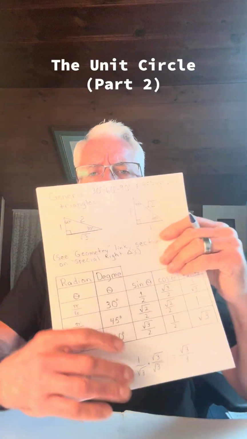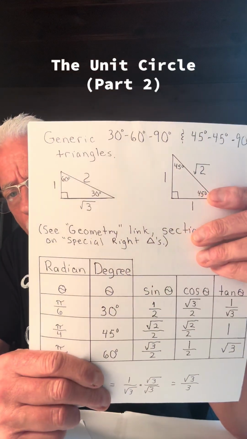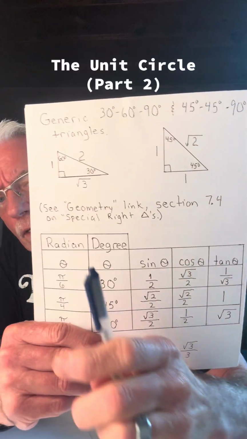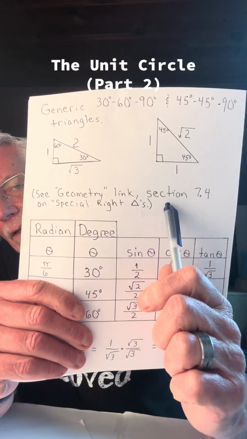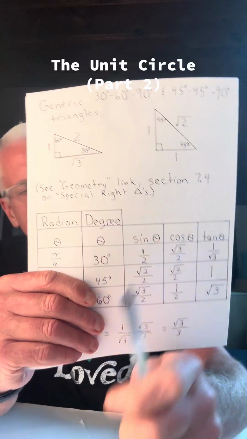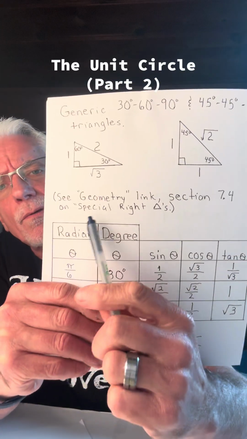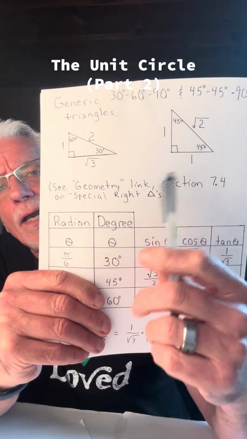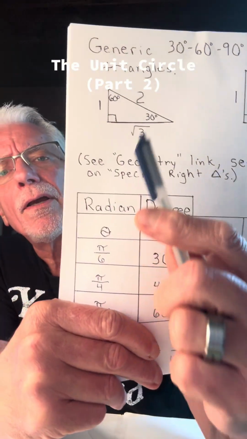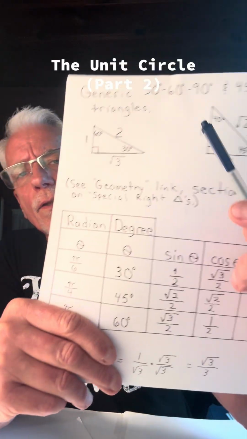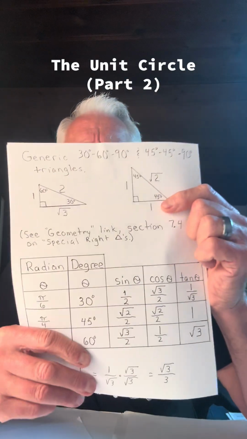Okay, so if you forgot special right triangles, then please go back and look in my geometry link. Where is it? Section 7.4. I go in detail on special right triangles. You can find that right here. But here are the special right triangles right here: a 30, 60, 90 triangle and a 45, 45, 90 triangle.